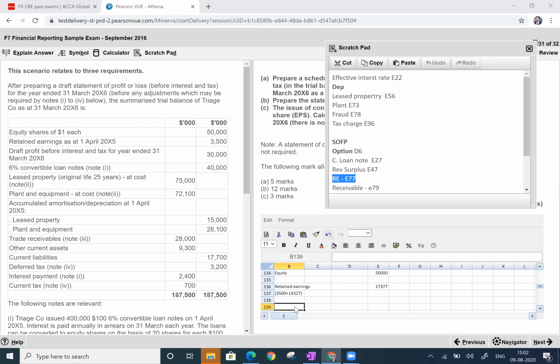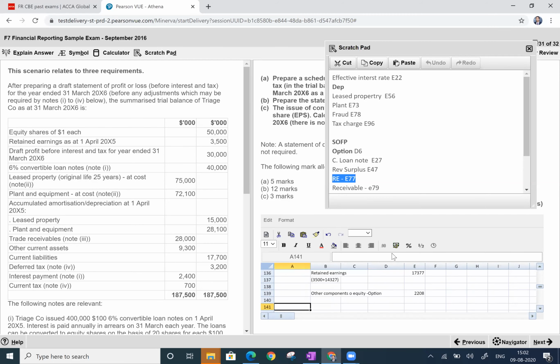So I'm just writing other components of equity. Other than this, there is any other component of equity, that is convertible loan note, or we can say option. There's an option given to them. So option, as you know, is in D6. So I have to type D6. It's there. Now what I have to do? Convertible loan note over. Lease property, plant and equipment.